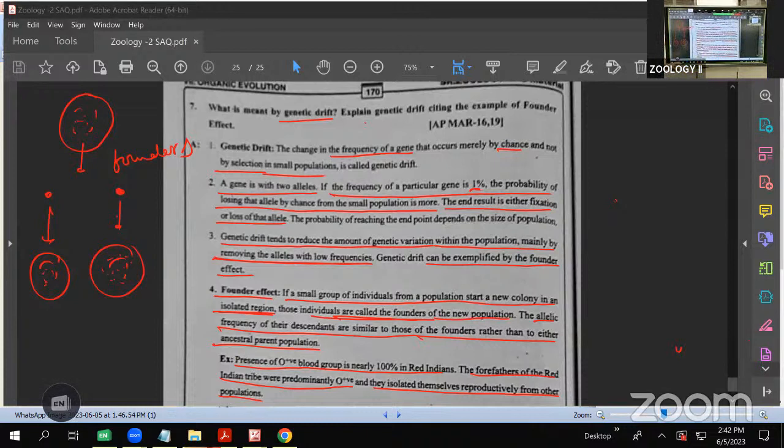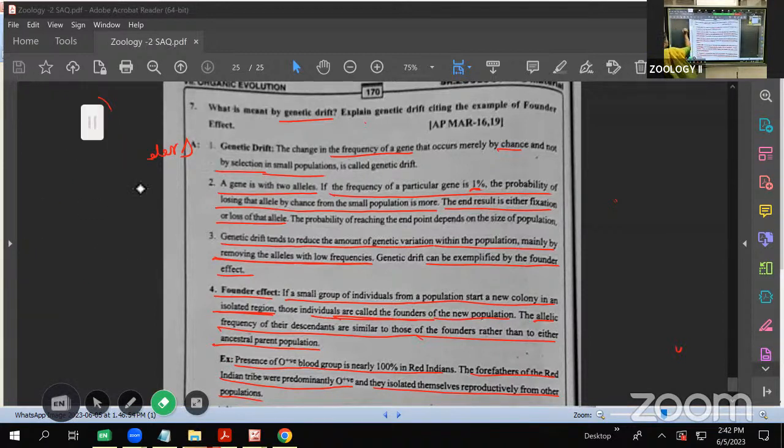Here, this is about genetic drift. Simply, what does genetic drift mean? A change in the frequency of genes that occurs by chance, not by selection, is called genetic drift. If an allele's frequency is low, say 1%, it is eliminated, meaning the population has more chance of losing alleles. Genetic drift tends to reduce genetic variation; alleles with low frequency are removed. Clear?